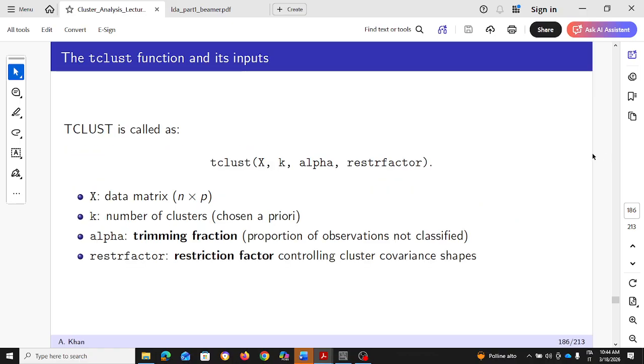And then we have the function in MATLAB, which is tclust. You have these arguments: x your data, k the number of clusters you want, alpha is how many points you want to trim, and then we have restrfactor, which is a fourth option where you can control the covariance of your cluster, basically the shape of your cluster.